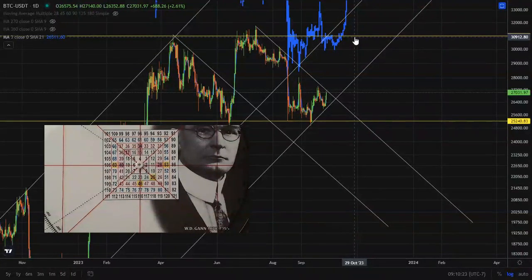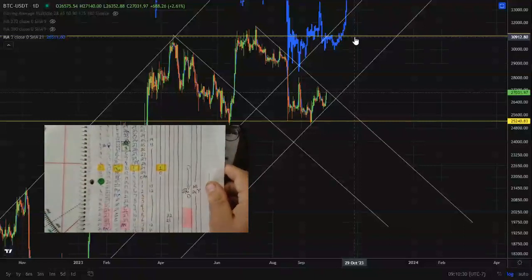Let's go ahead and take a look at the October ephemeris where we will talk about this. Okay, guys.